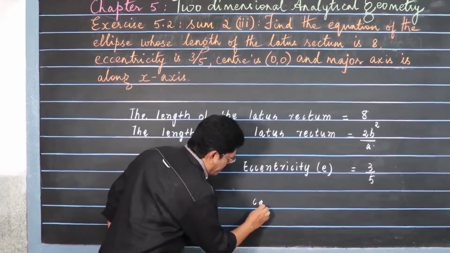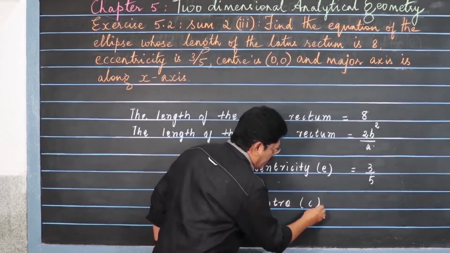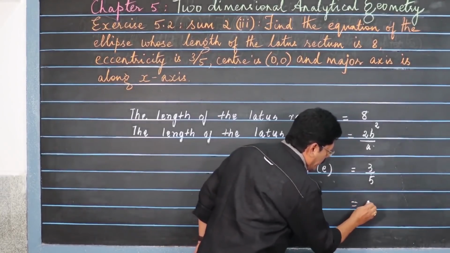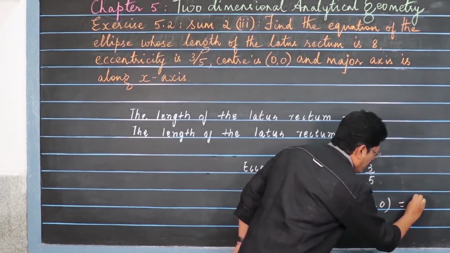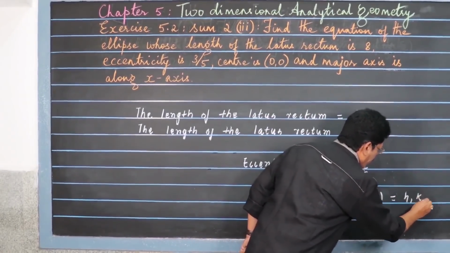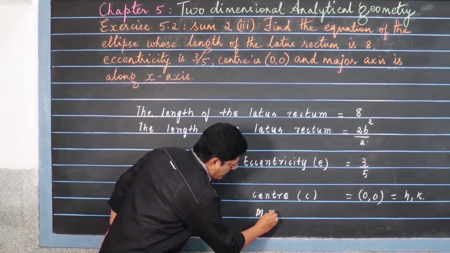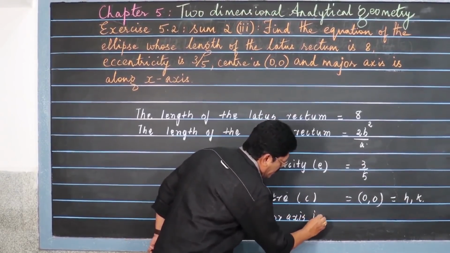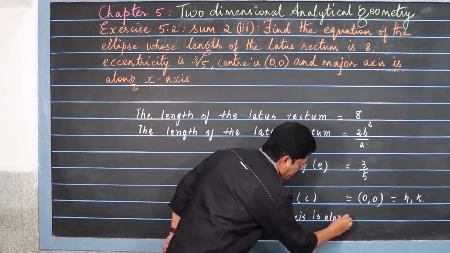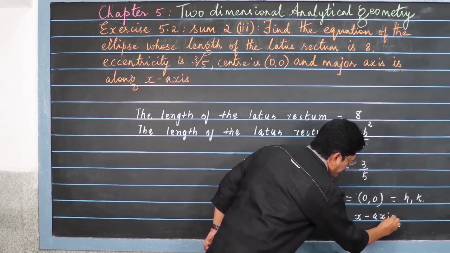Then the center C is equal to (0, 0), which is equal to (h, k). Then the major axis is along the x-axis.